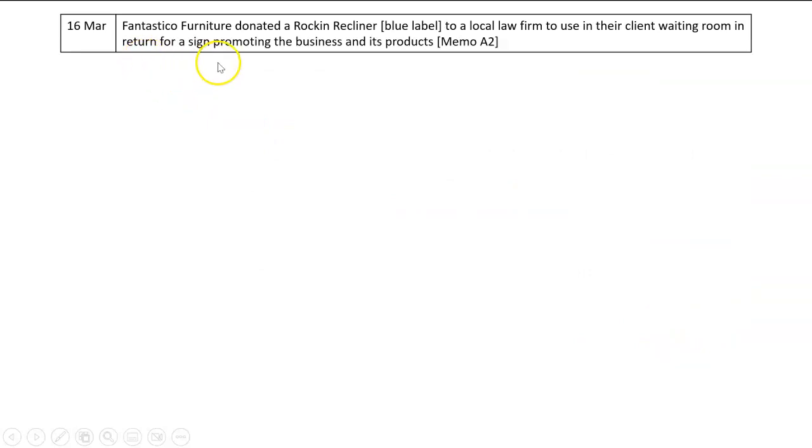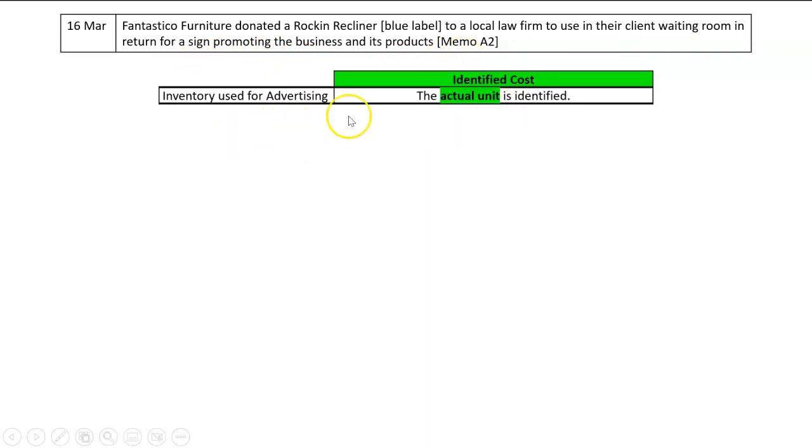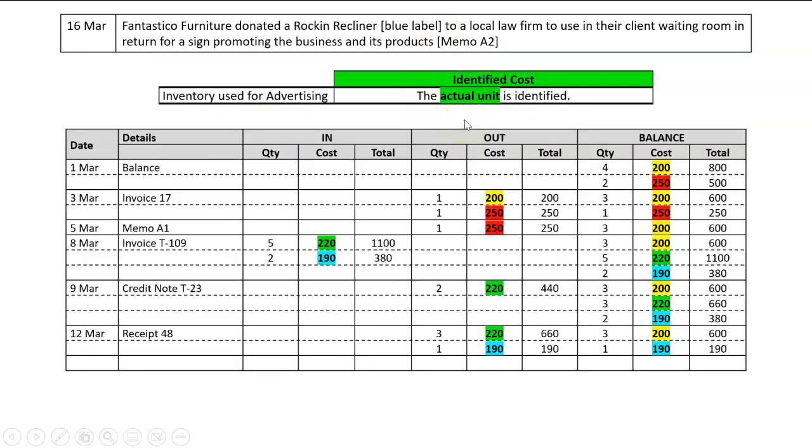16th of March, Fantastico Furniture donated a rocking recliner with a blue label to a local law firm to use in their client waiting room in return for a sign promoting the business and its products, memo A2. So this is what we call using inventory for advertising. And with identified cost, we just find the sticker or the label. So in this case, it's a blue label.